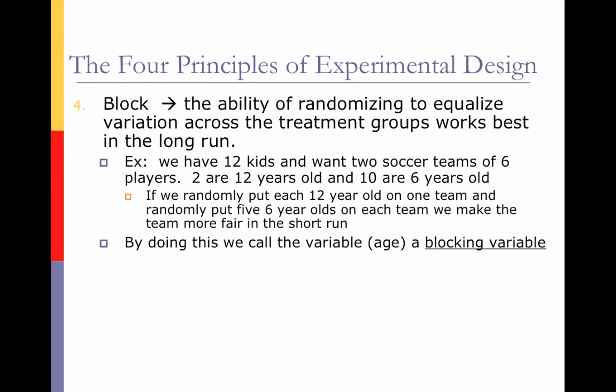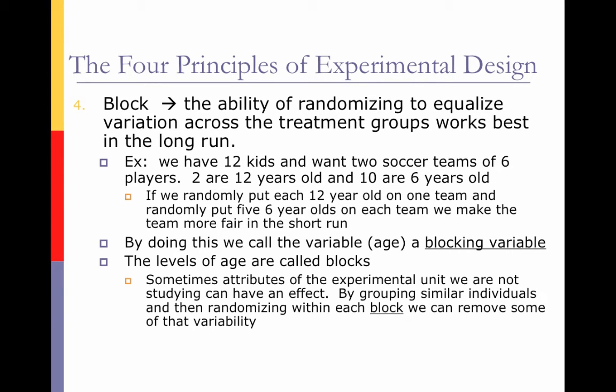By doing this, we call the variable, in this case age, a blocking variable. So we're going to block out the fact that age is going to have an effect here. The levels of age are called blocks. Sometimes attributes of the experimental unit we are not studying can have an effect, such as in this case the age. By grouping similar individuals and then randomizing within each block, we can remove some of that variability.